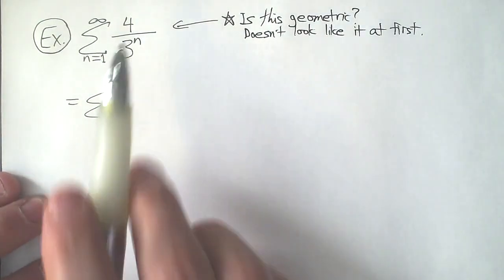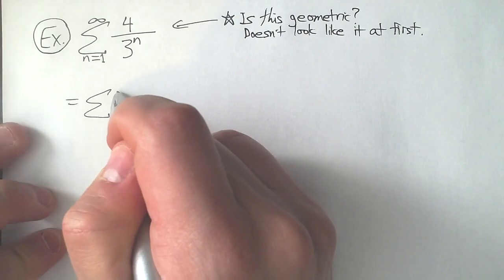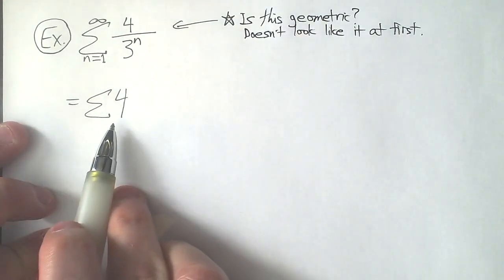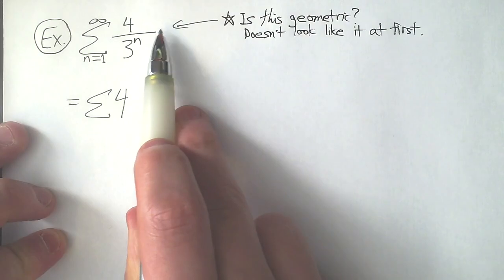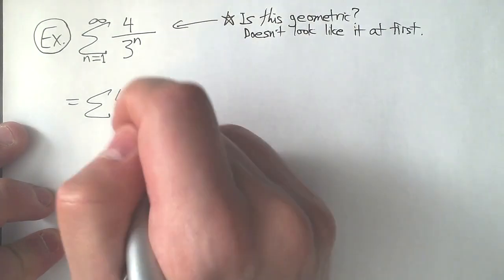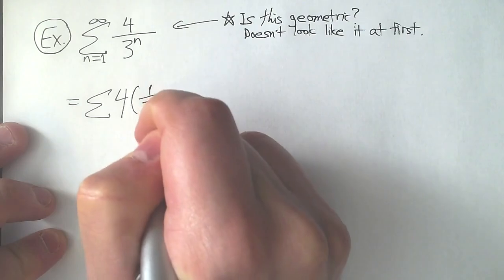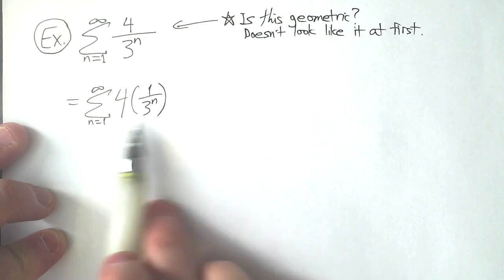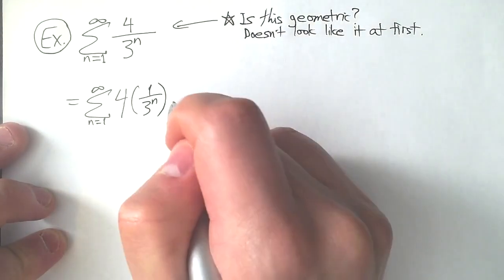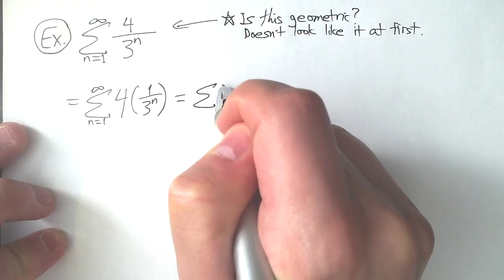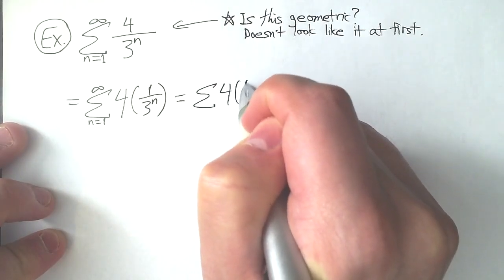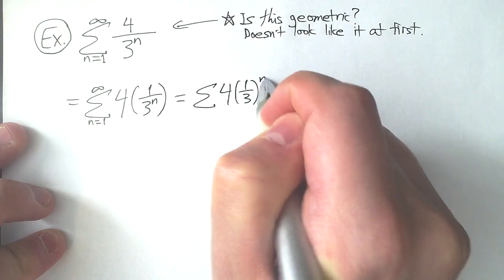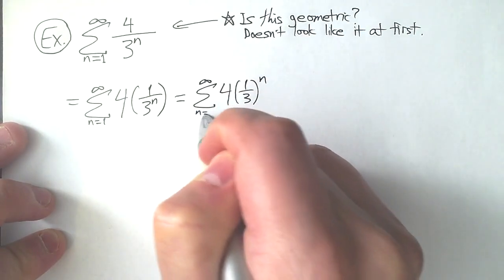First of all, the 4 up top is just a constant. It's just a number. So I could pull the 4 out front, and I could say 4 times 1 over 3 to the n. You could do that. That makes it look a little bit closer to the form we want. In fact, I could do this: 4 times (1 over 3) to the n, like that.